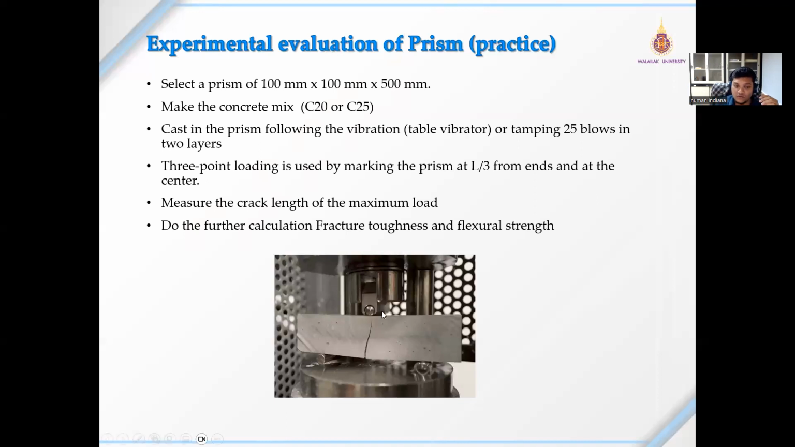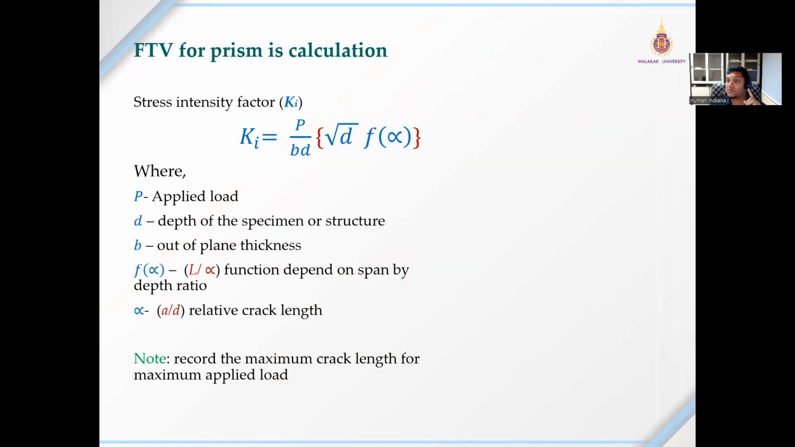And after the application of load, some crack will develop here. For example, this is the beam, and if you apply load, then some crack will develop here, and we will measure that crack. And for that, the formula is different from the previous one, the stress intensity factor, which was applied in the vertical application. This formula is different because this is 3-point. So the stress intensity factor is P by BD.